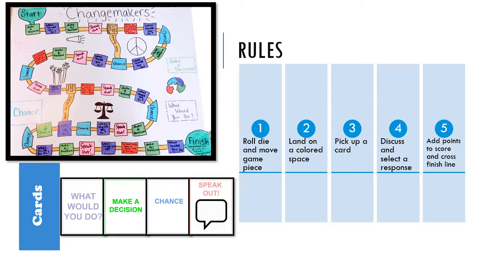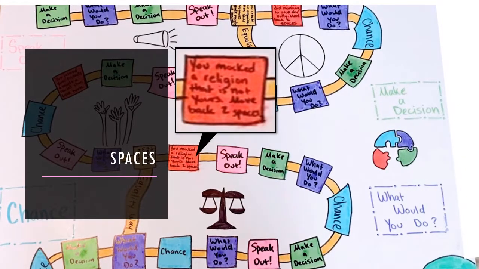The player who rolls the highest amount will be the first to go, and the game will play to the right of that player. The first player will roll the die, move the number of spaces, and follow the directions on the colored space. The different colored spaces and cards ask players to complete different tasks.